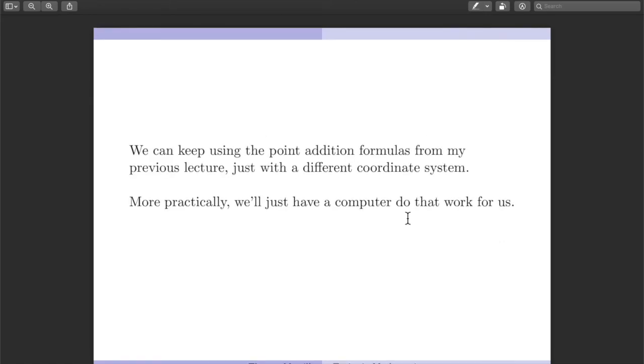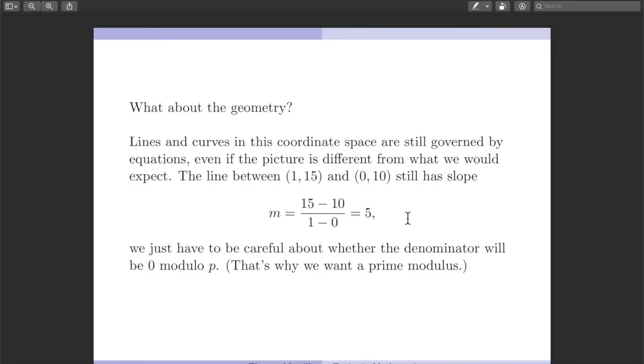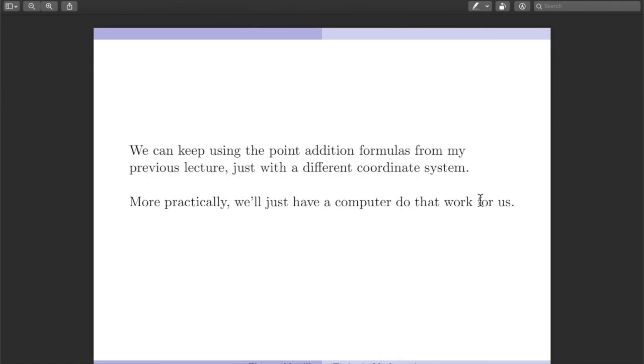So all of the formulas that I had in my previous lecture, where we calculate the slope m, and then we have a formula to give us the new x-coordinate, and we have a formula to give us the new y-coordinate, those still work, even though our coordinates are now integers mod a prime. So you can try this if you like, right? You can take this line, you say slope 5, intercept 10. What was the formula for the x-coordinate? What was the formula for the y-coordinate? Does that actually work?